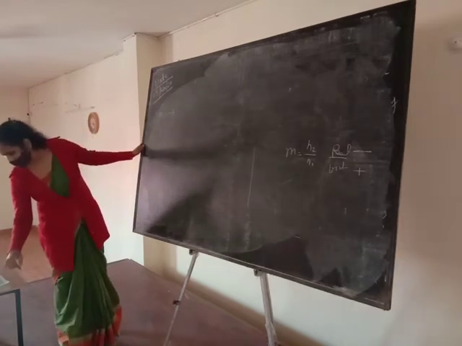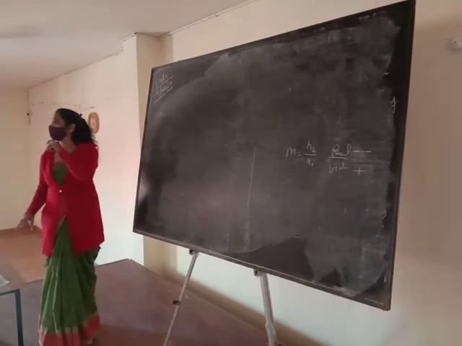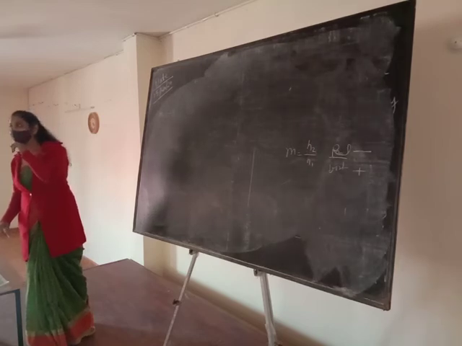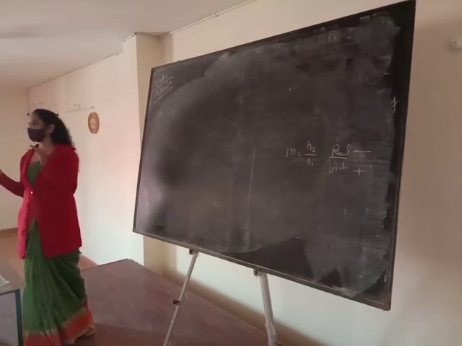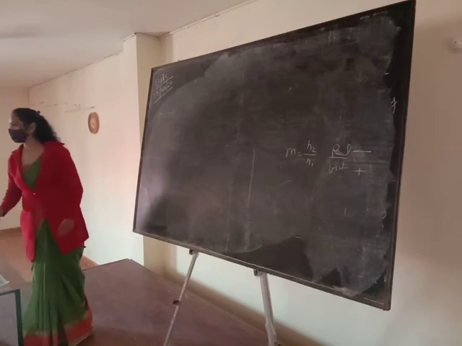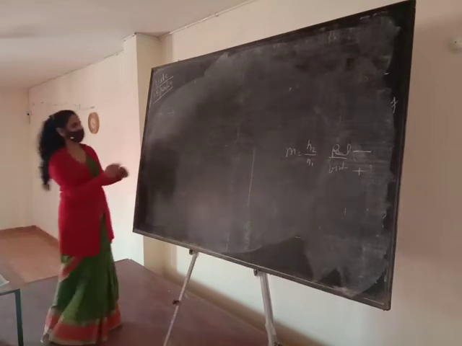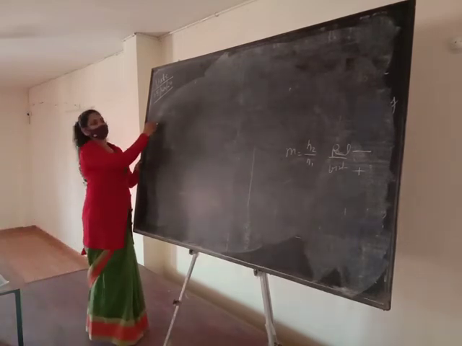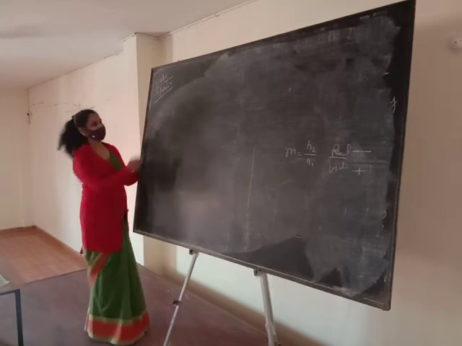We are placing the object at a distance of 15 centimeter. Speak a little louder. This is U. U is minus 15 centimeter.